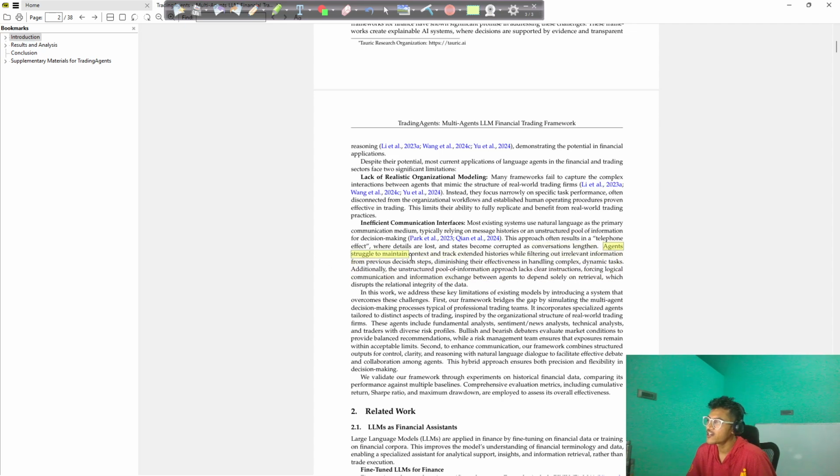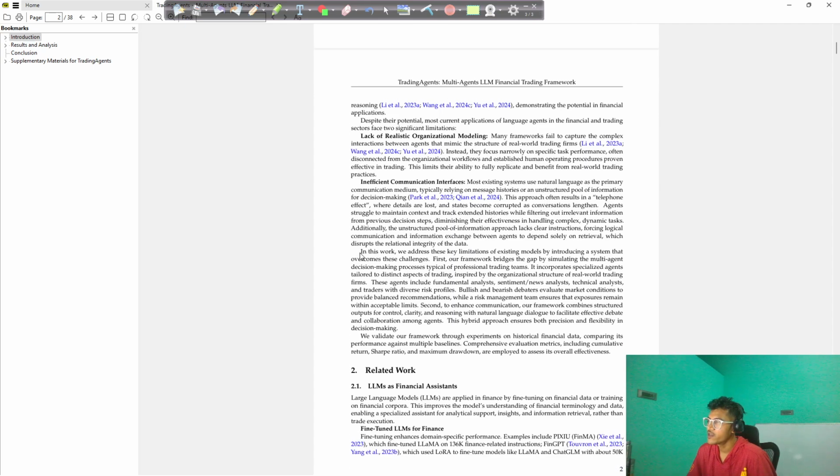So agents struggle to maintain context and track extended histories while filtering out irrelevant information from previous decision steps, which diminishes their effectiveness in handling complex dynamic tasks. Additionally, the unstructured pool of information approach lacks clear instructions, forcing logical communication and information exchange between agents to depend solely on retrieval, which disrupts the relational integrity of the data, right?